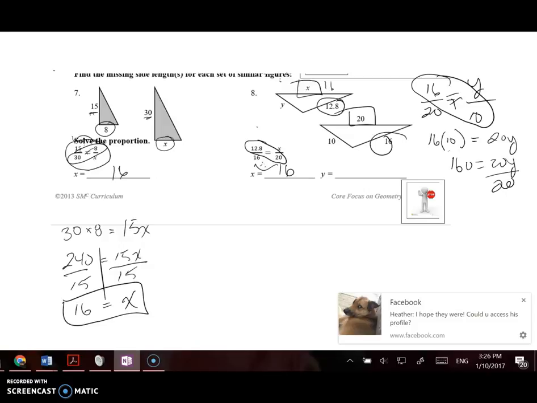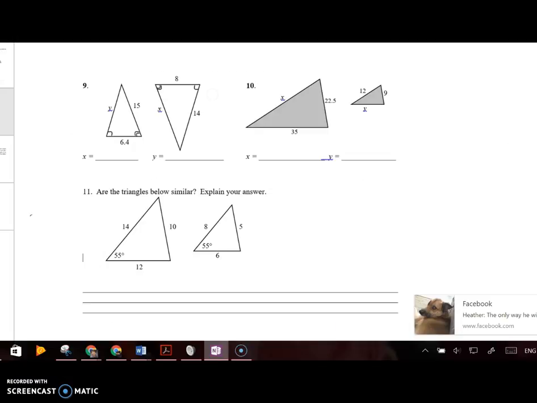I divide by 20. Those cancel. Divide by 20, and y equals 8. So that's how we can use proportions to find a missing side. Very important, very cool. Okay, here's the rest of the notes, the backside.